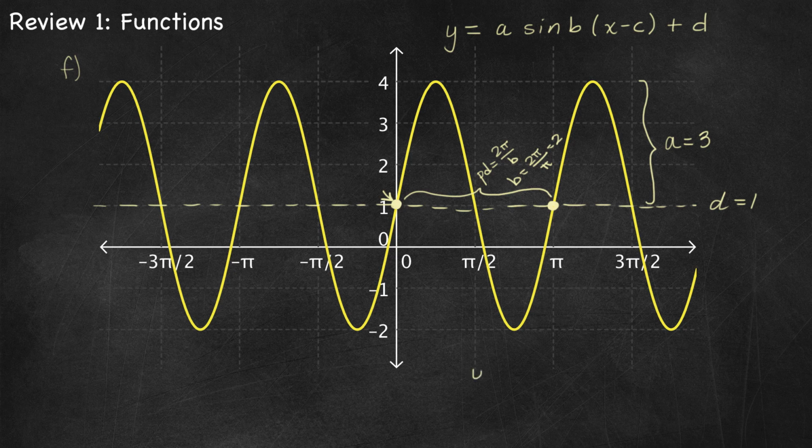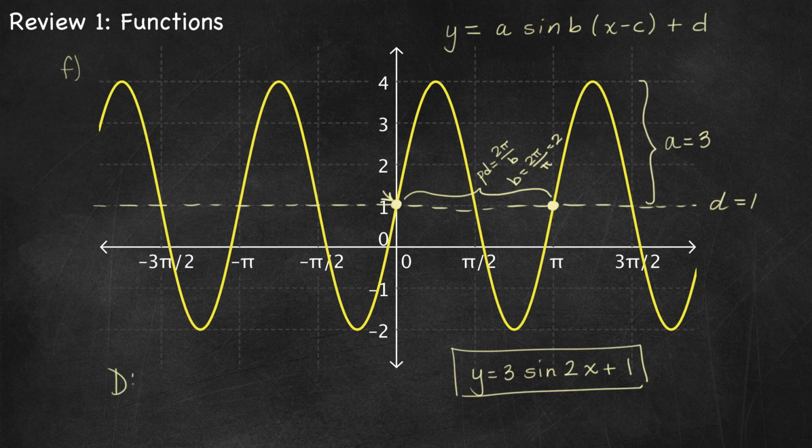That means my equation is y equals 3 times the sine of 2x, since there's no phase shift, it's just an x here, plus 1. And this is all, of course, in radians. Now my domain for this function, all real numbers. And my range, we're going to use closed brackets around the minimum point and the maximum point, so from -2 to +4.